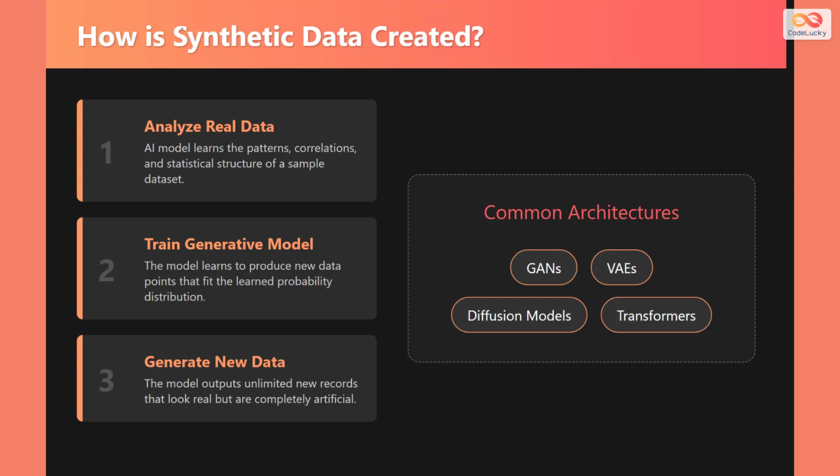The creation process involves 3 steps. First, an AI model analyzes real data to learn its patterns and structure. Second, we train a generative model to understand these probability distributions. Finally, the model generates new data points. Common architectures used here include Generative Adversarial Networks, or GANs, and Diffusion models.